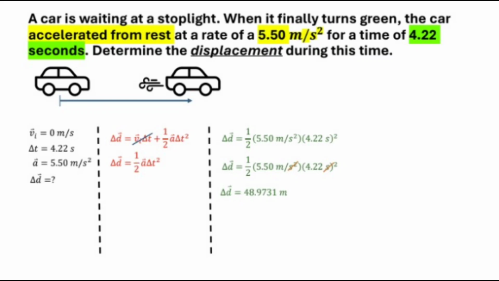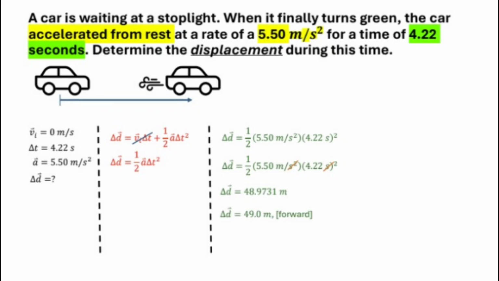Once you put those numbers in a calculator, which means 1/2 multiplied by 5.50 followed by 4.22 squared, you will have 48.9731 meters as an answer. Since the displacement is a vector value, don't forget the direction, which is forward, and the significant digits in this question is 3 significant digits, so I should report 49.0 meters with the direction.